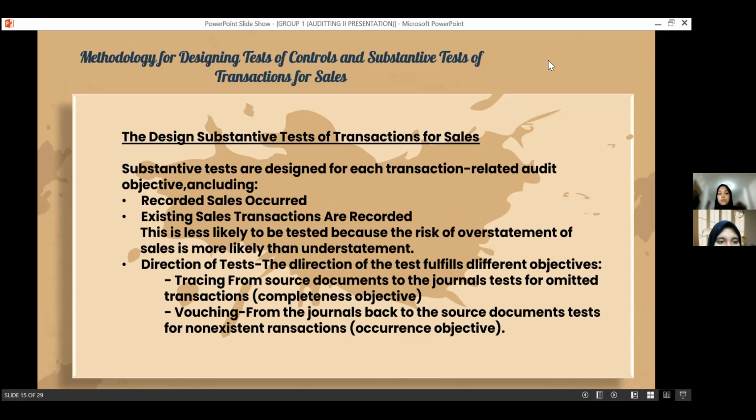And the second, existing sales transactions are recorded. This is less likely to be tested because the risk of overstatement of sales is more likely than understatement. The third, direction of test. The direction of test fulfills different objectives. First, tracing from source documents to the journal tests for omitted transaction or completeness objective. And the second, vouching from the journal back to the source document tests for non-existent transaction or occurrence objective.